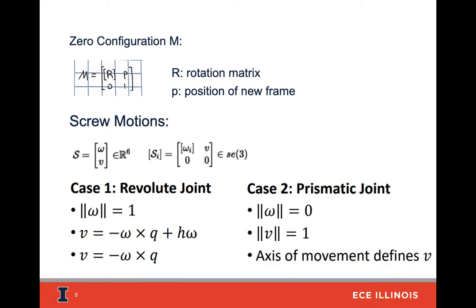In the second case, where our joint is a prismatic joint, we don't really need to consider omega, so the norm of omega will be 0. And the norm of V will be 1, and the axis of the movement defines the value of V.